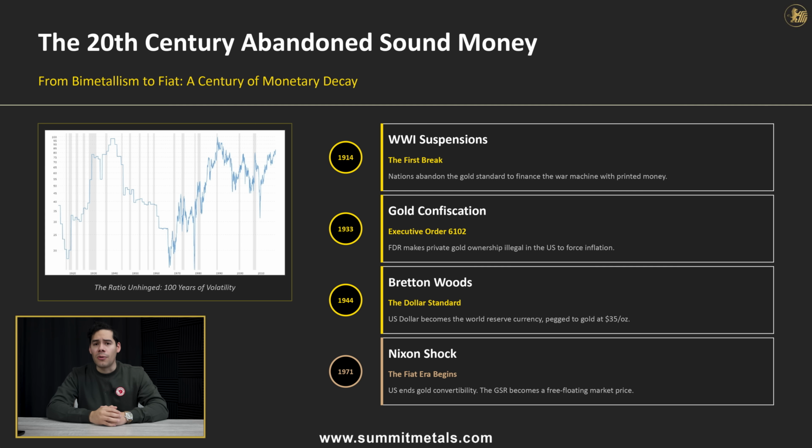The final blow came in 1971 with the Nixon shock. By ending the dollar's convertibility to gold, the US ushered in a fiat era, the era we're living in today. After 1971, the gold-silver ratio was no longer a policy tool. It became a free-floating market price, untethered from any historical anchor. The result of this unpegging is a ratio that has gone completely insane in modern times.